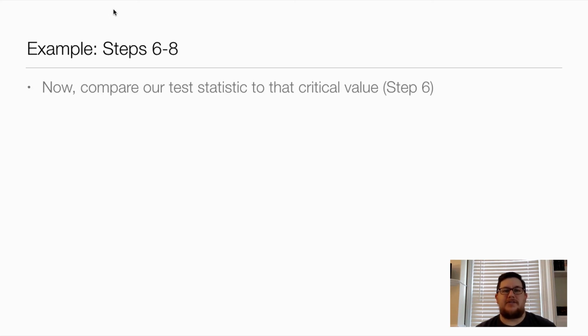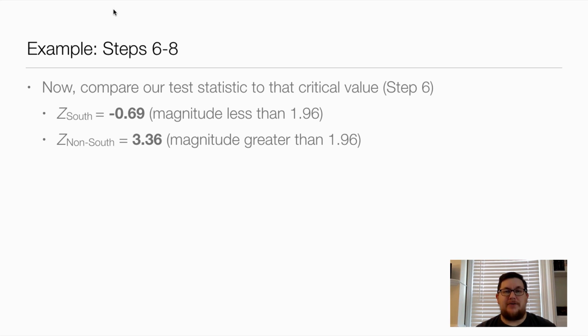Now, we compare our test statistic to that critical value. So for the South, our z-score is negative 0.69. The magnitude is less than 1.96. For non-South, it's 3.36. The magnitude is greater than 1.96. And this 1.96 should look familiar, right? Because we know that in a normal distribution, 95% of the cases fall within roughly 2 standard deviations, or in this case, standard errors. 1.96 is really that number. Within 1.96 standard errors is 95% of your observations. So in a sampling distribution, 95% of all samples should have means within 2 or 1.96 standard errors of the true population mean. So for the non-South, 3.36 is greater than 1.96.